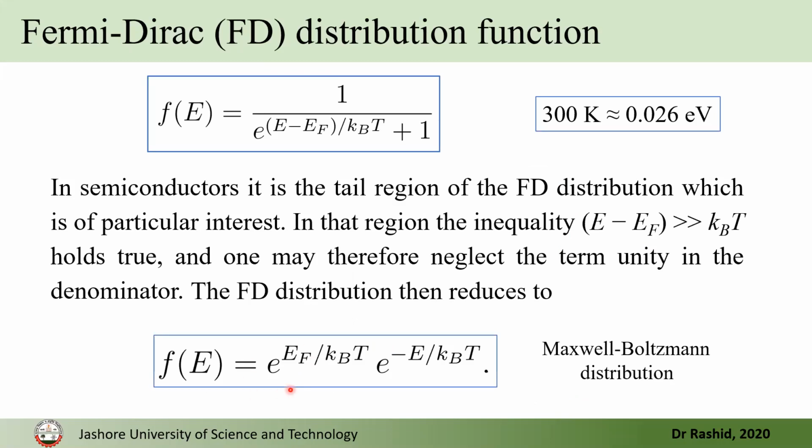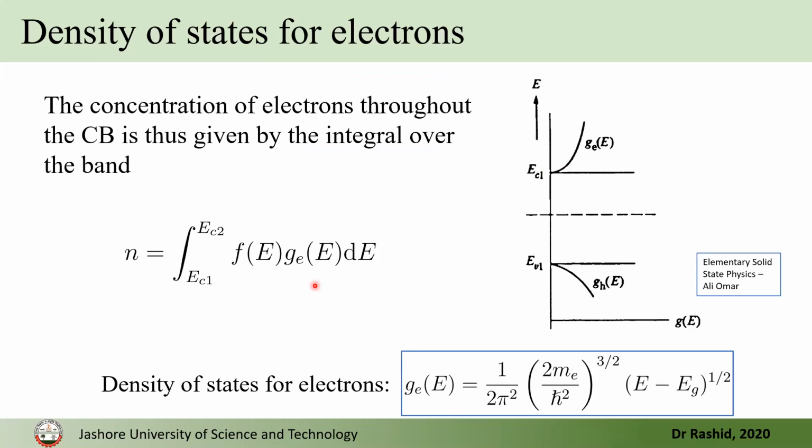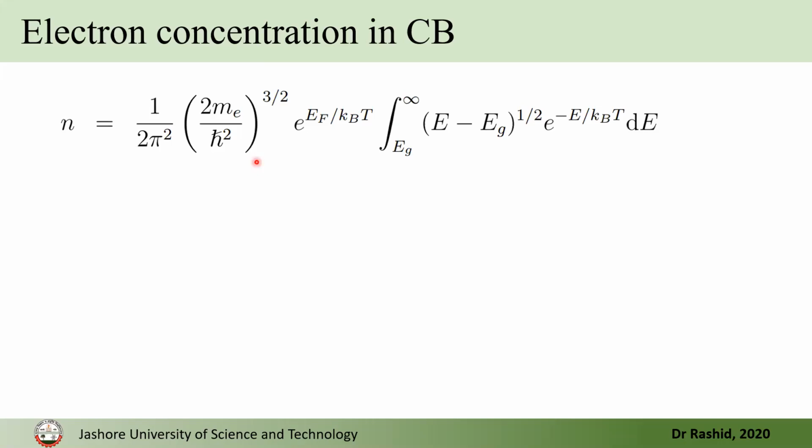Now we have the probability distribution function. We have the density of states. If we integrate the product over the energy range EC1 to EC2, it will give us the density or the concentration of electrons in the conduction band. But above the conduction band, the spaces are empty. There may be other bands, but let's assume the space is empty. So since we are only integrating within the conduction band, we can assume EC2 to be infinity. That will make life simple.